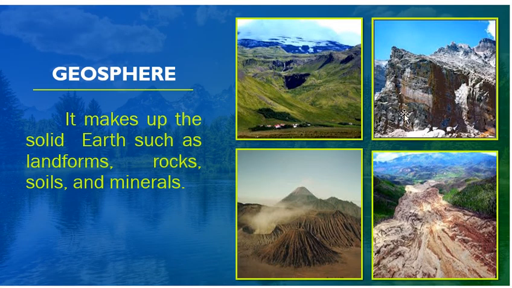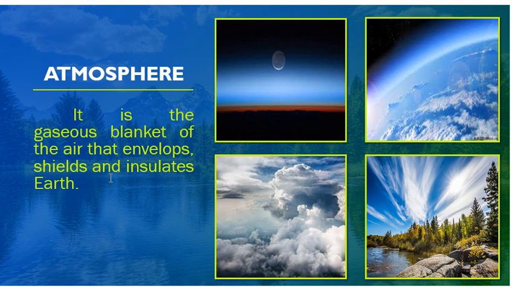If you look at these pictures, you can see mostly landforms, mountains, volcanoes, rocks, minerals, soils. Those are what we call the geosphere subsystem of the Earth. Mostly the part or the crust that we stand on is an example of the geosphere. Now, aside from the geosphere, we also have the atmosphere.